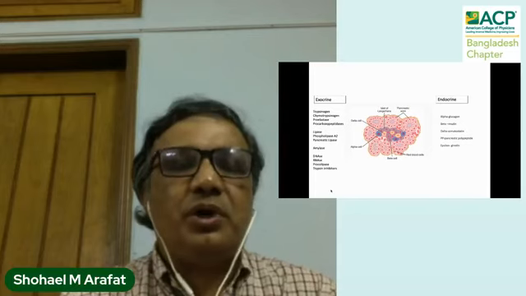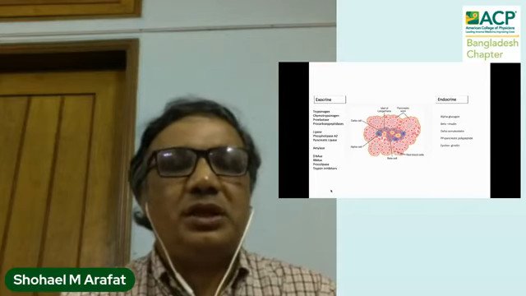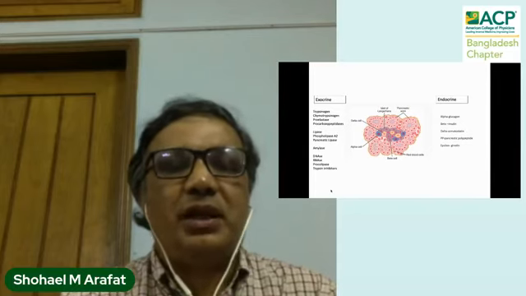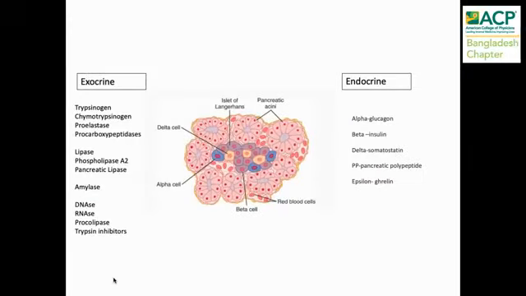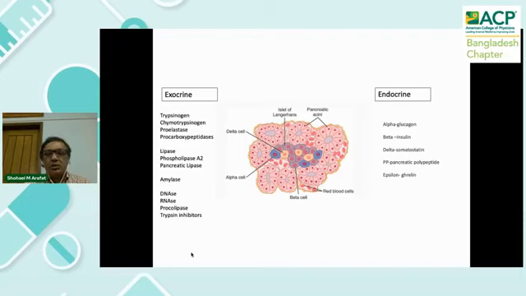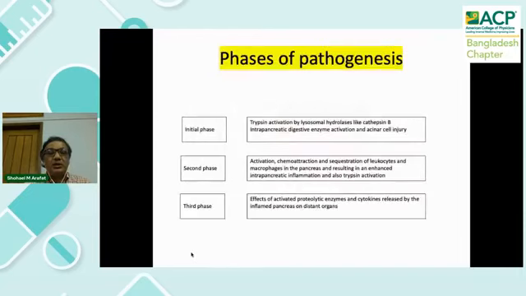There are a lot of enzymes digesting carbohydrates, fats, and proteins: trypsinogen, chymotrypsinogen, proelastase, procarboxypeptidase, lipase, phospholipase A2, amylase, and so on. And these are the enzymes which really instigate acute pancreatitis. If you look back at the pathogenesis, you can divide acute pancreatitis into three phases: first, the initial phase, second phase, and third phase.